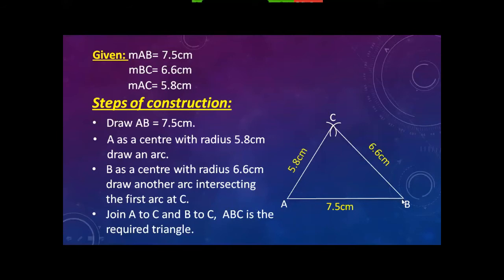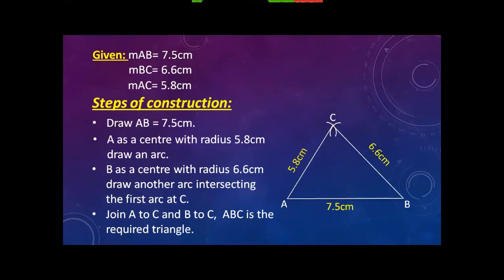Now, the second thing which you have done is this. Put your compass on point B, open your compass 6.6 centimeter, then put it on point B, make an arc of 6.6 centimeter. Now, this is the second step. The last step is join the line A to C, and then join the line from B to C.